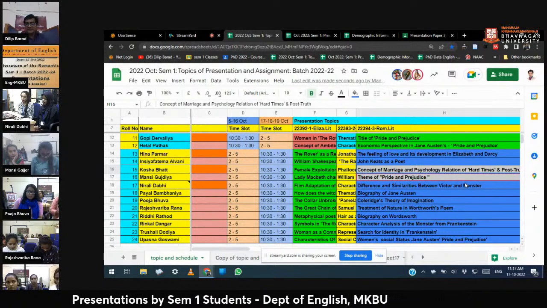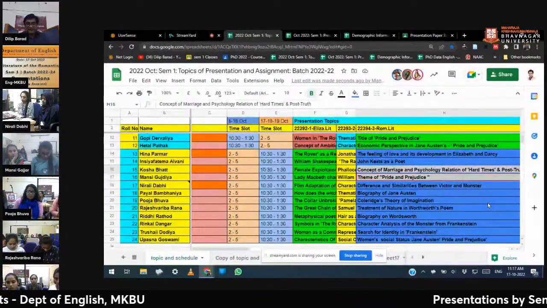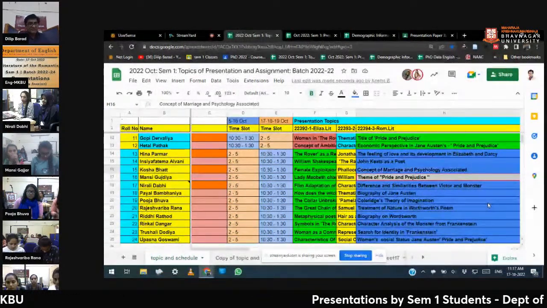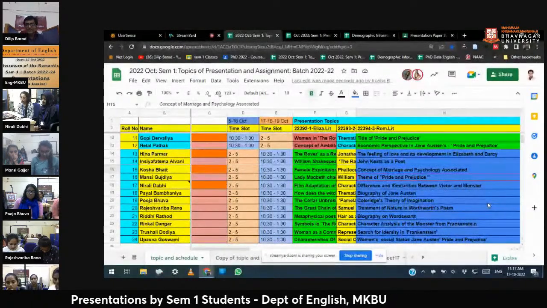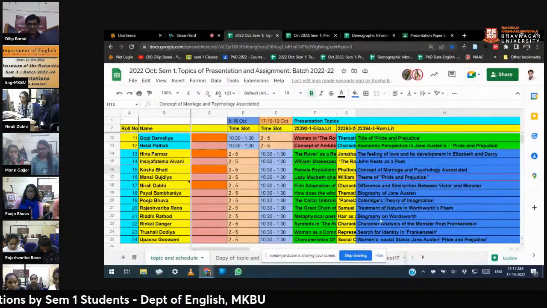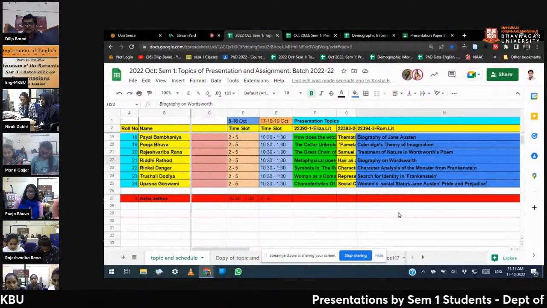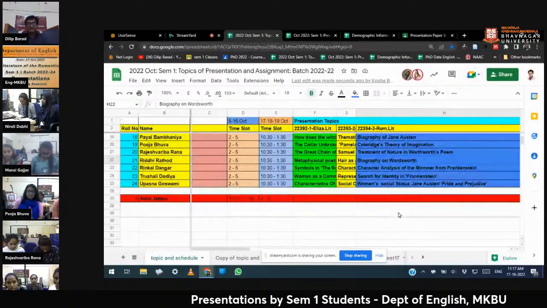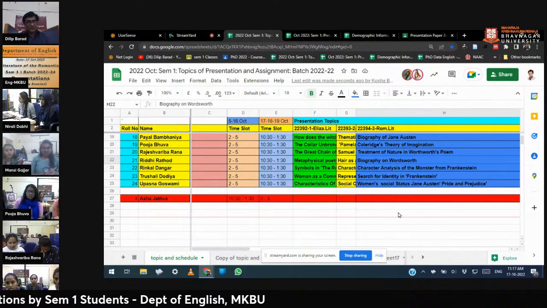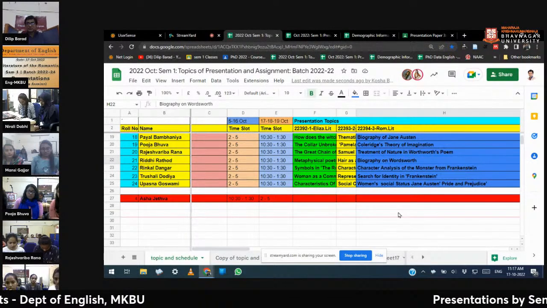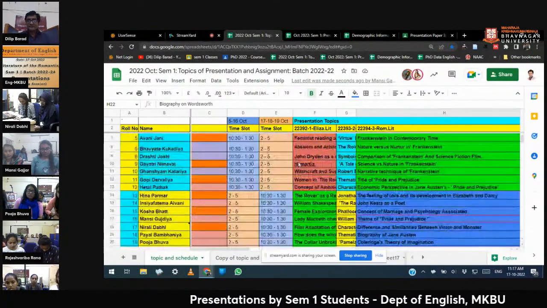Nirali, differences and similarities between Victor and Monster. And Payal will read on biography of Jane Austen. Pooja, Coleridge's theory of imagination. Rajeshvariba on treatment of nature in Wordsworth's poem. Riddhi on biography of Wordsworth. Rinkal on character analysis of the monster from Frankenstein. Trushali on search for identity in Frankenstein, and Upasna will be the last one, on women's social status in Jane Austen's Pride and Prejudice. Okay, so these presentations will be made.